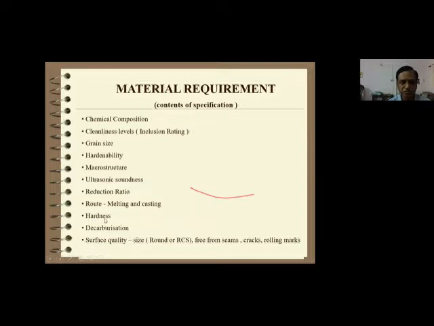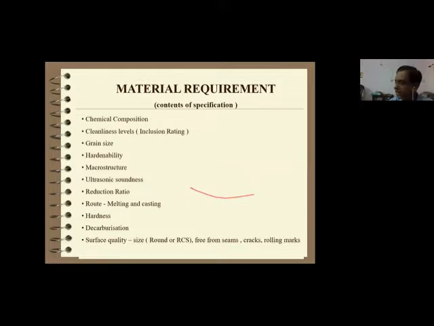Then the hardness. When we get the rolled billet, normally hardness should be 300 or 290 BHN, which helps for better cutting of the material. If the hardness is high, like for alloy steel, like chrome moly nickel grade at 321 BHN, then it poses some problem for cutting. So normally the steel mill has to take care, like slow cooling or some other process, to reduce the hardness.